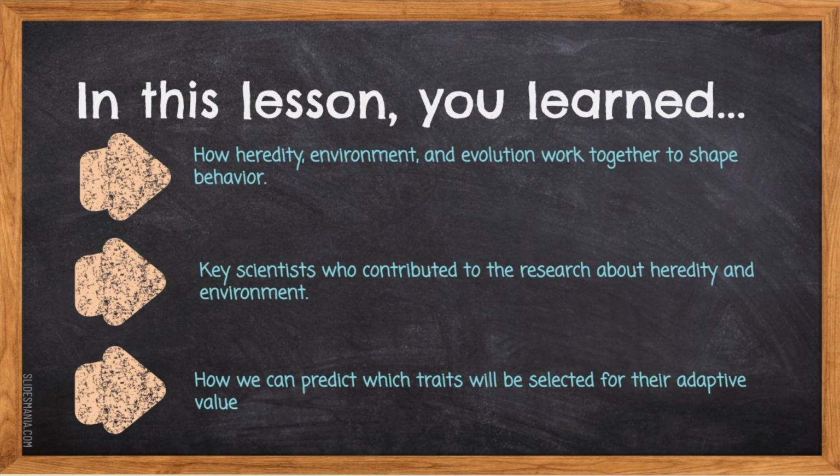Okay. In this lesson, we learned how heredity, environment, and evolution work together to shape who we become and our behavior. Then we discussed a key scientist, Charles Darwin, who contributed to the research about heredity and the environment. And we learned how we can predict which traits will be selected for their adaptive value.